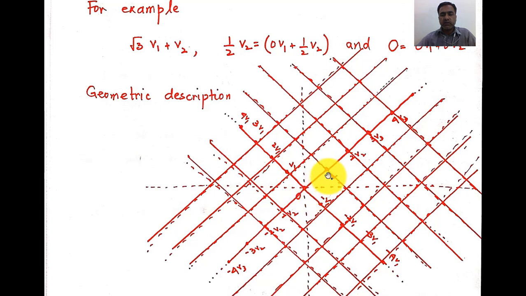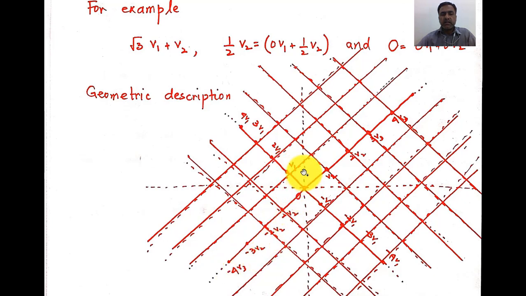Similarly, this is my v2. So this is 2v2, 3v2, 4v2 and so on. Similarly, this is minus 2v2, minus 3v2, minus 4v2 and so on.